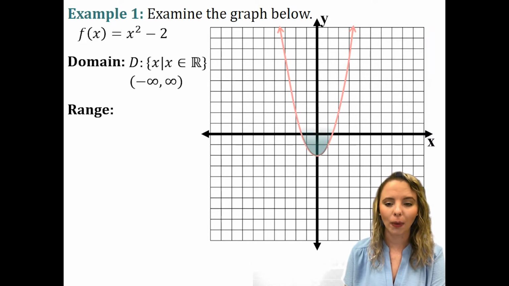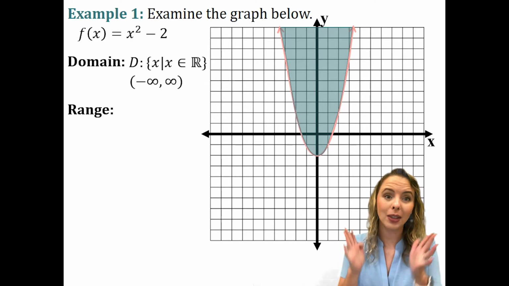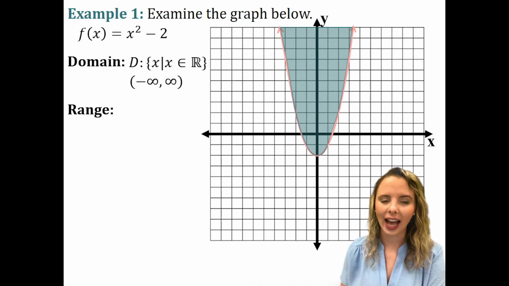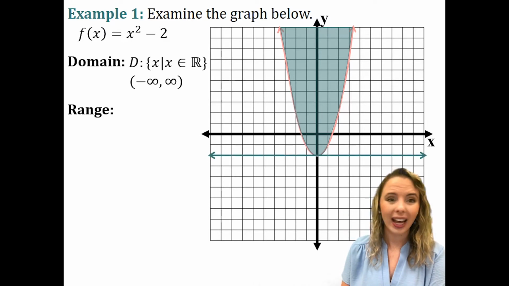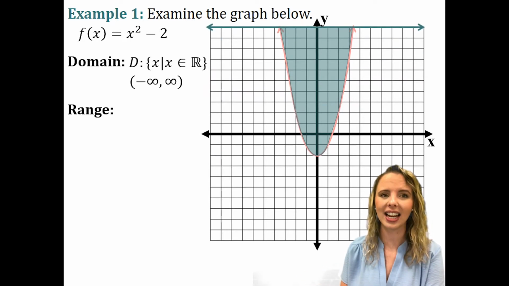All right, let's talk about range. So we shaded inside that graph, right? Okay, because this is a parabola. And there's nothing below the graph. The graph only goes up. So that's the only part we're looking at. And where does it start? Starts at -2 at the bottom of the parabola. And it's going to go up, up, up, forever and ever, amen, right? It's going to go to infinity.